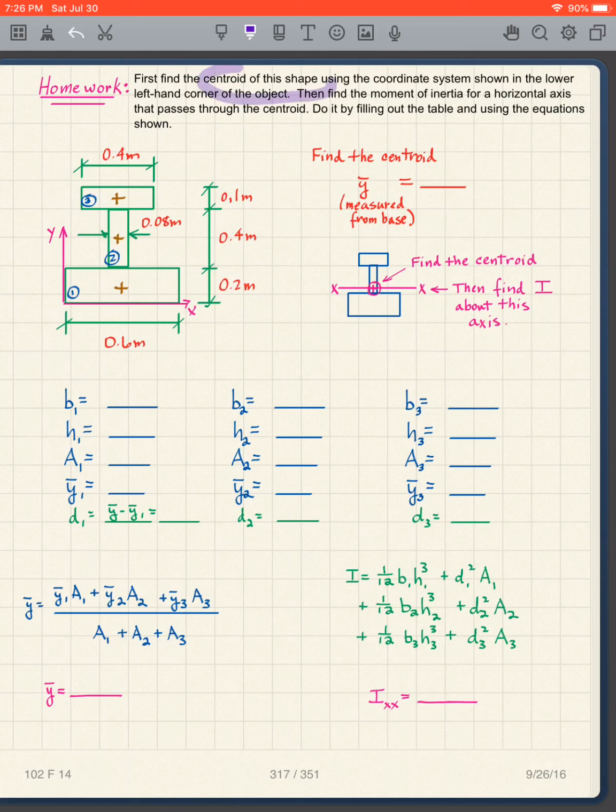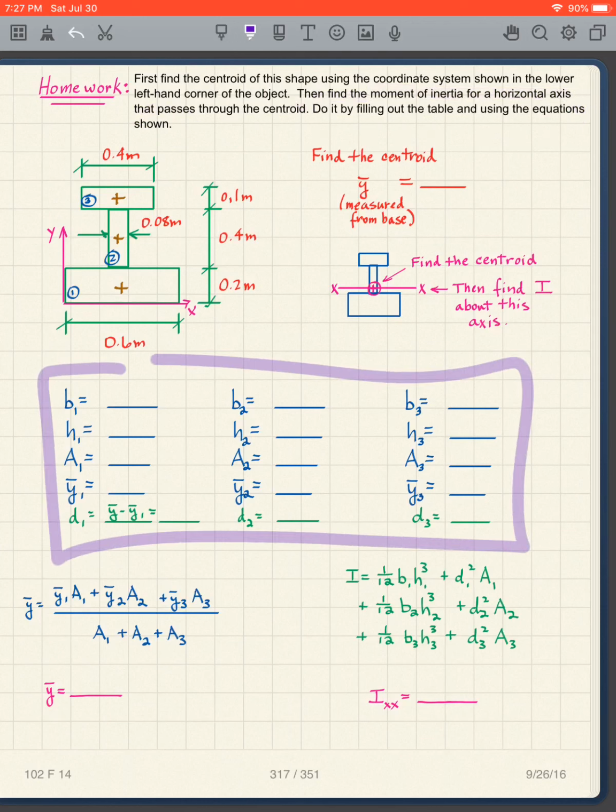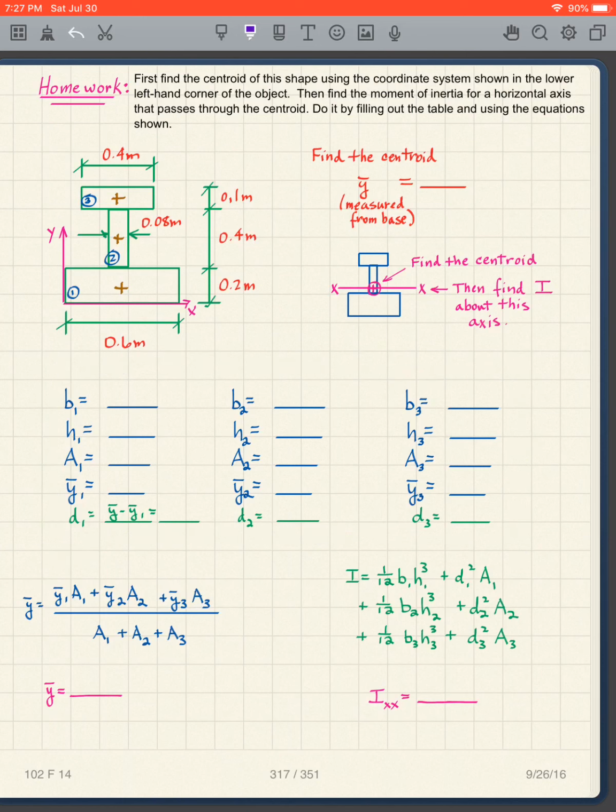Okay, so we're going to find the centroid of the shape. In other words, we need to find what is y bar, because it's going to be someplace along here. Is it going to be here? Is it there? Is it up here? So the first thing is to find the centroid of the shape, and the coordinate system is down here. And then find the moment of inertia for a horizontal axis that passes through that centroid. I want you to do it by filling out the table and using the equations shown. I've given you this table here because this is the easiest way to compute all this stuff.